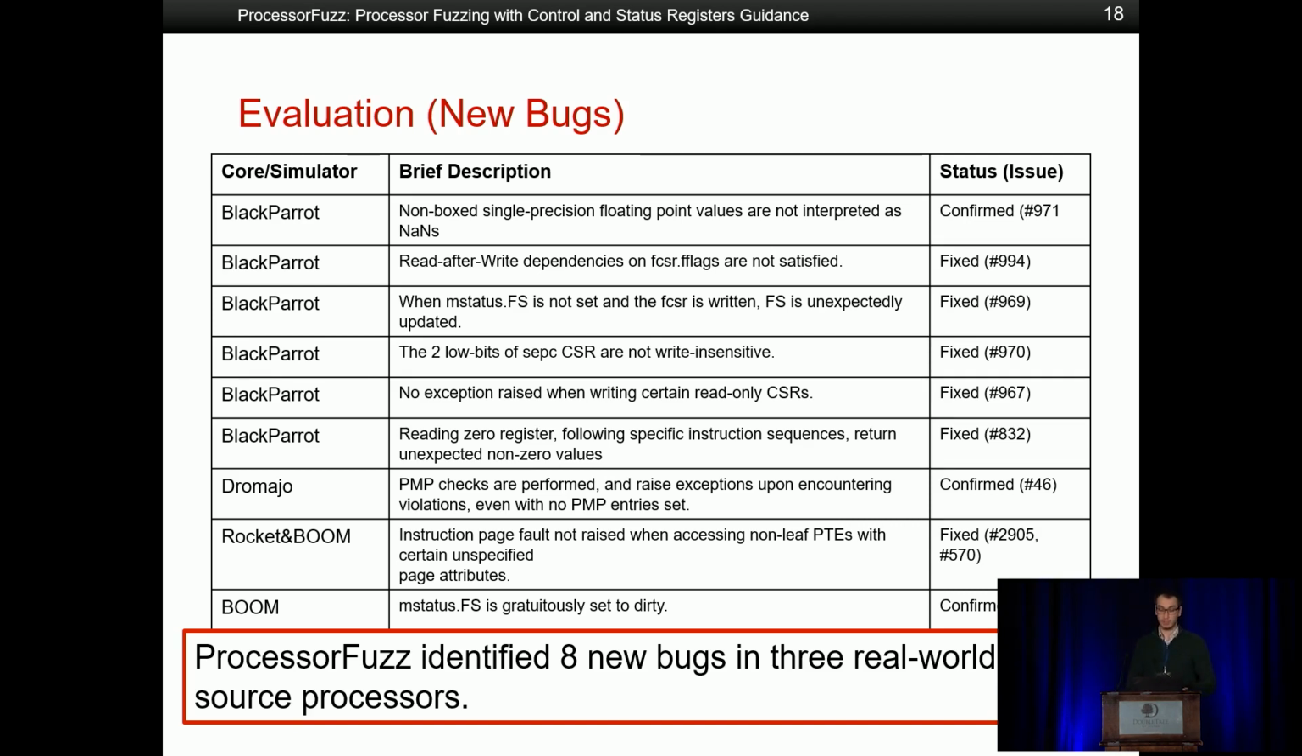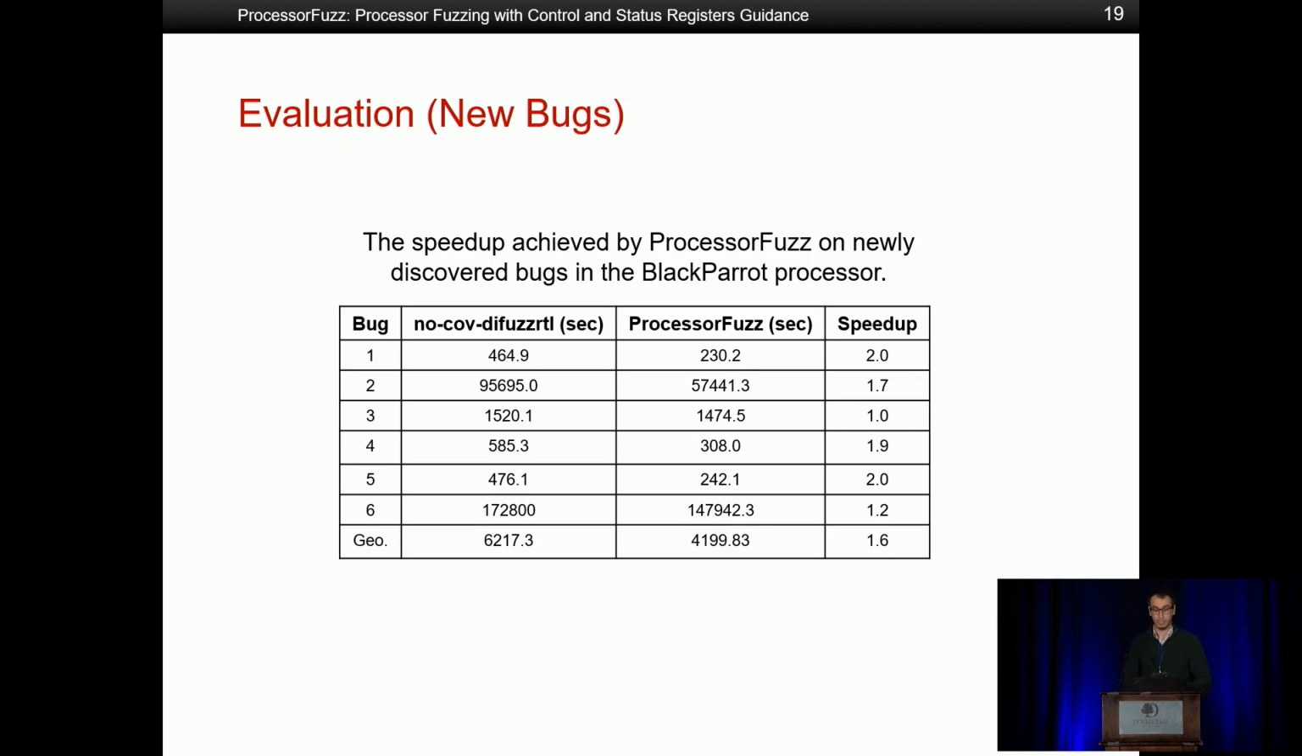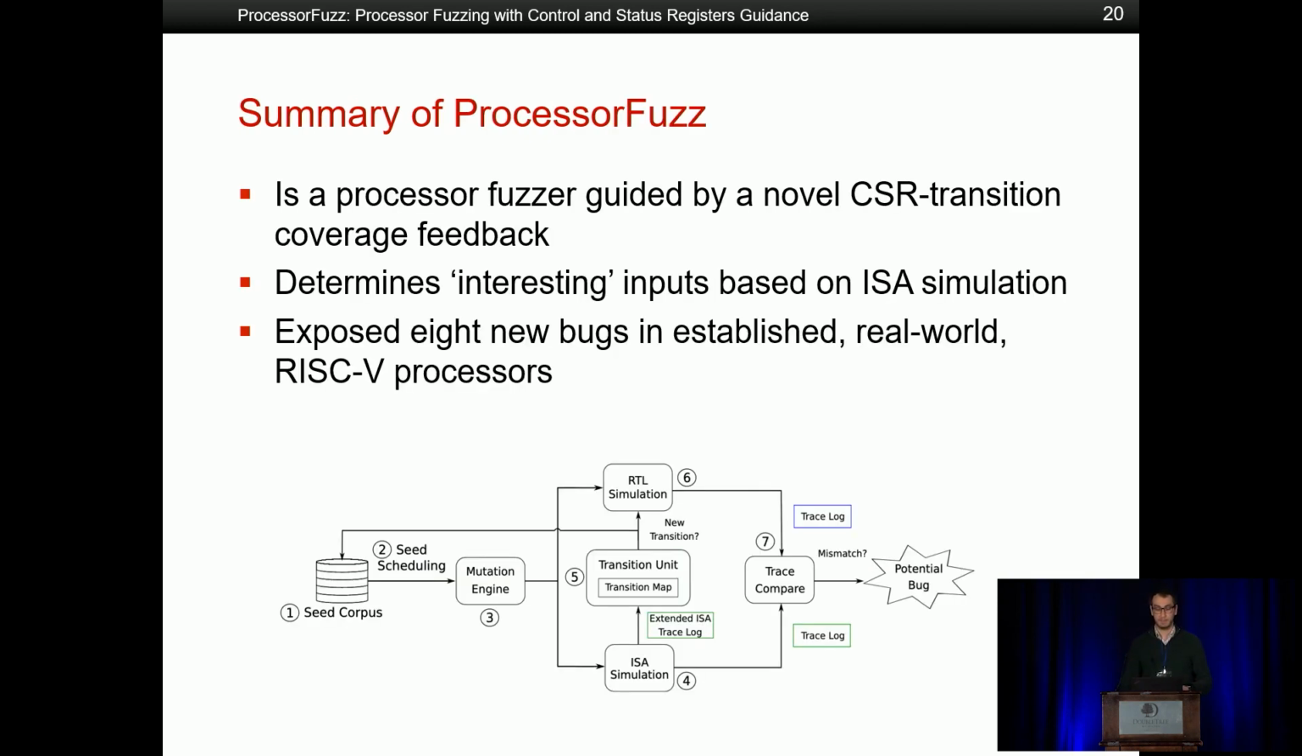And you can see more information in the paper about these bugs. We also measured the speed up achieved by ProcessorFuzz for these new bugs. Since DifuzzRTL doesn't have support for SystemVerilog and it requires huge effort on our end, we could only compare it with a random generator and observe that one bug could only be found by ProcessorFuzz, and on average, we achieve 1.6x speed up.